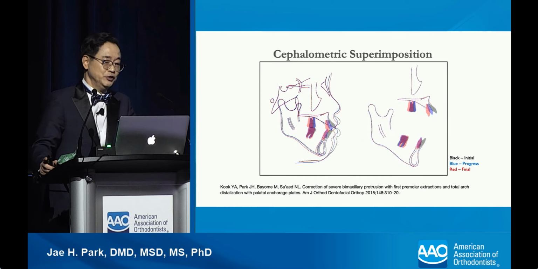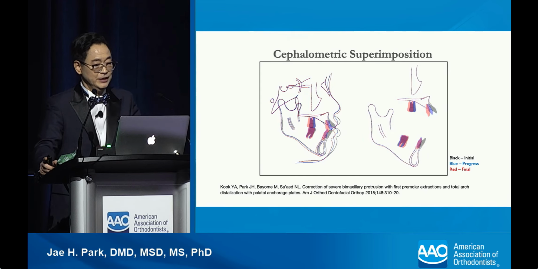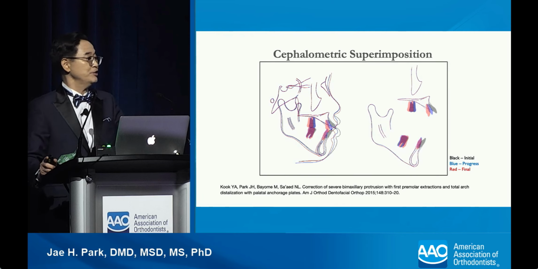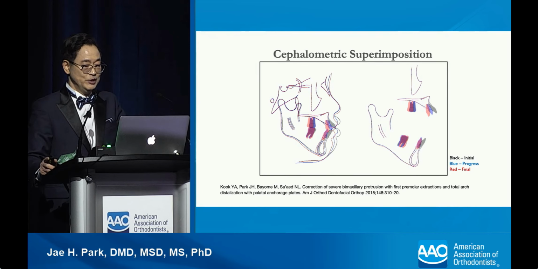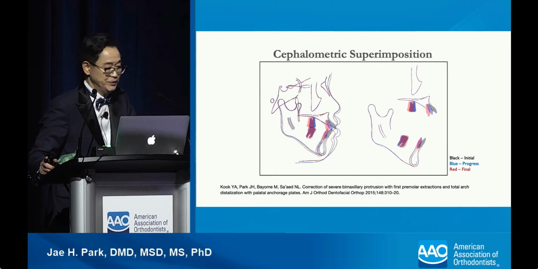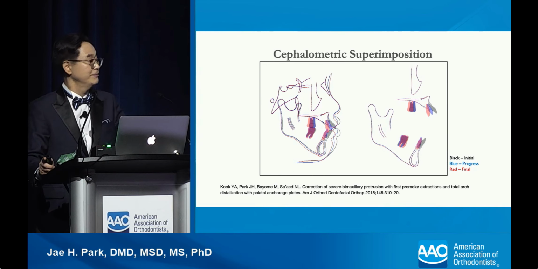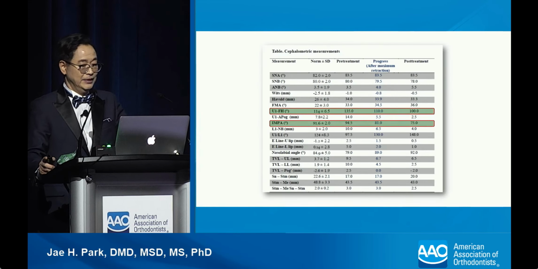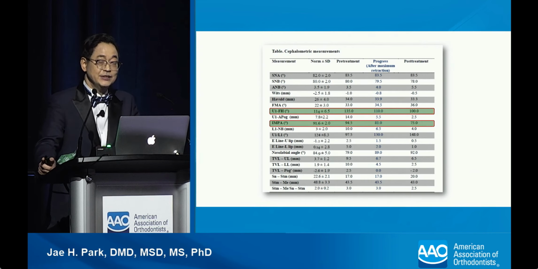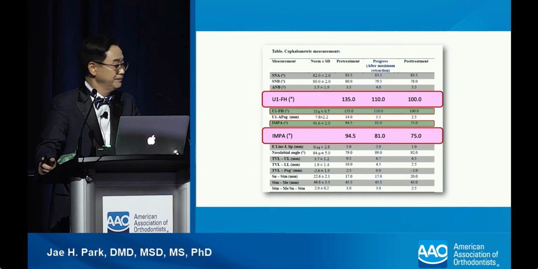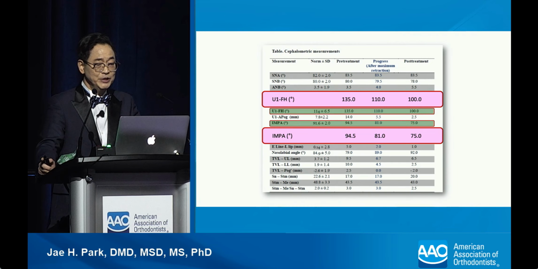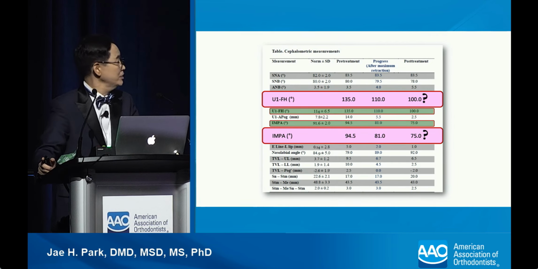Cephalometric superimposition. Black is pre-treatment, blue is progress after extraction of her 4 first premolars and maximum retraction of the anterior segment with 2 posterior miniscrews. Red is post-treatment after using the palatal plate for further distalization. You can see the significant incisor inclination changes. How do they affect alveolar bone responses?